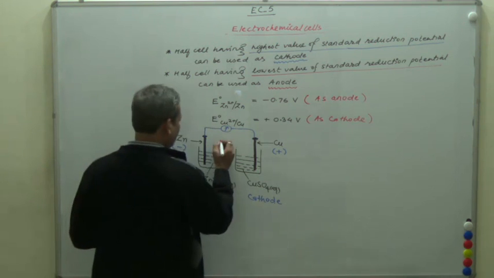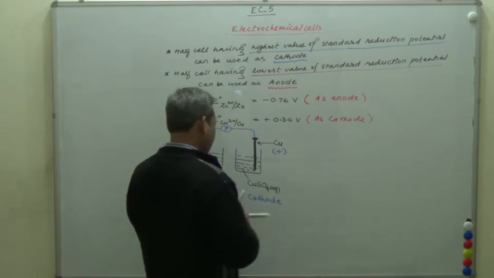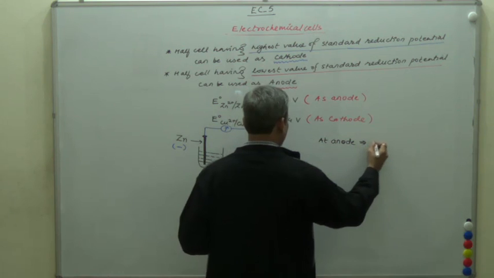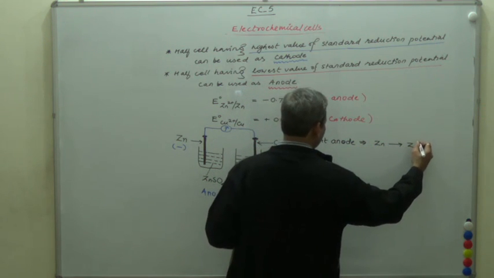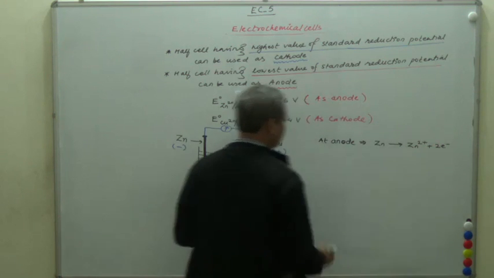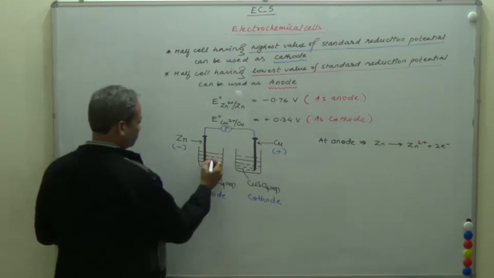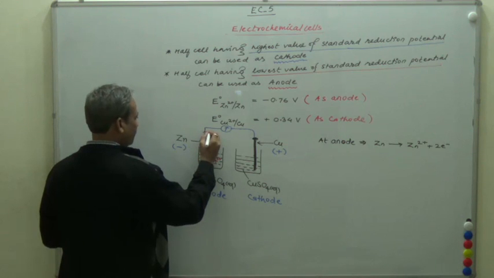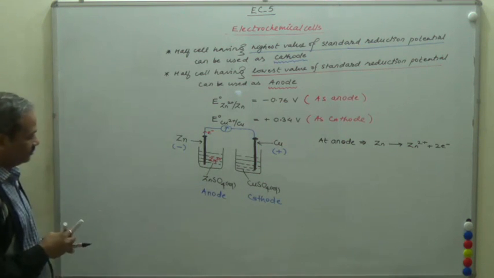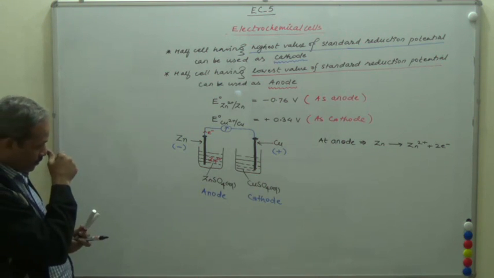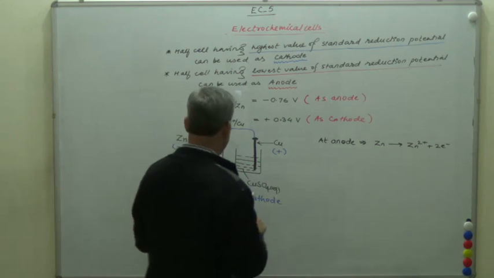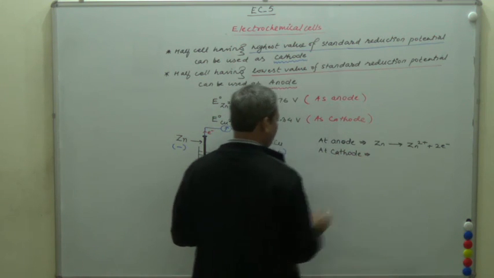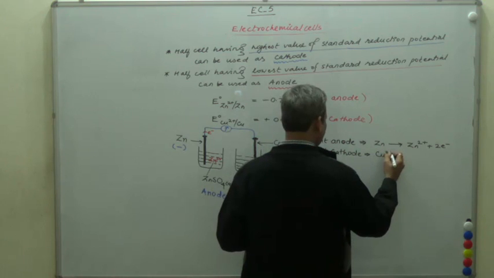Now see what happened. At anode, the process of oxidation will take place. So it is the zinc that will get oxidized to zinc ion. So in solution, zinc ions travel, and an electron comes out for the external circuit. Electrons will move to the external circuit, and at cathode the process of reduction will take place.